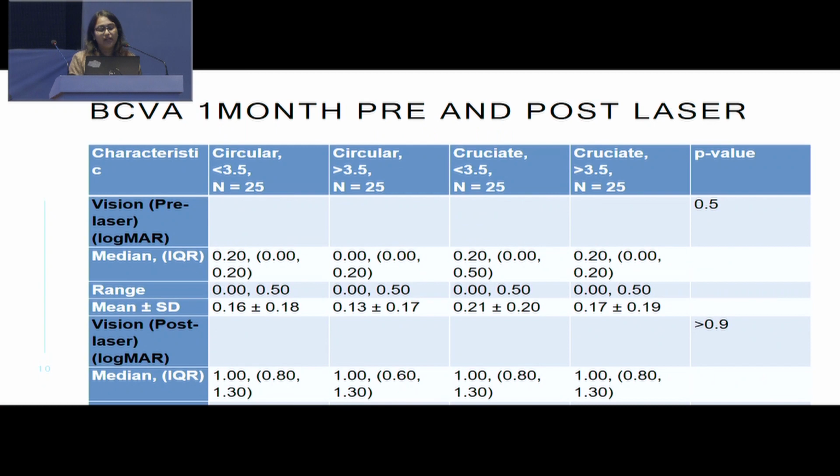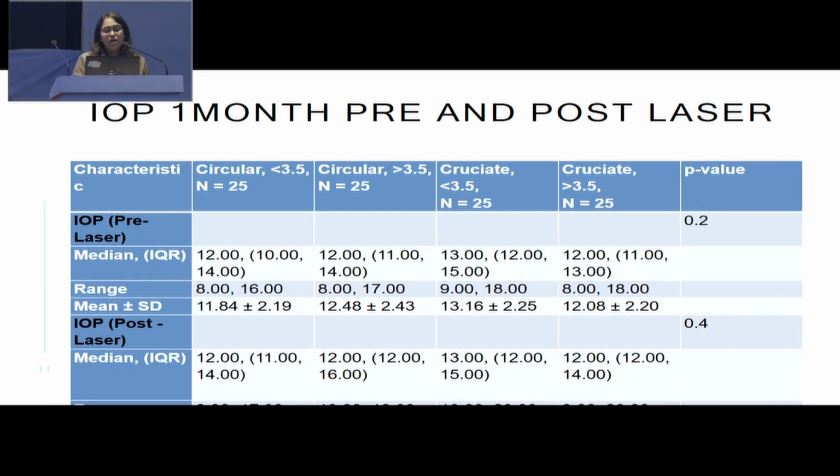The best corrected visual acuity pre and post laser at 1 month was found to be comparable between all the 4 groups. There was an overall improvement in the vision post laser. However, there was no significant difference found between any of the groups. IOP pre and post laser at 1 month was also comparable. There was no significant increase in IOP in any of the groups, and none of our patients required long-term anti-glaucoma medications.